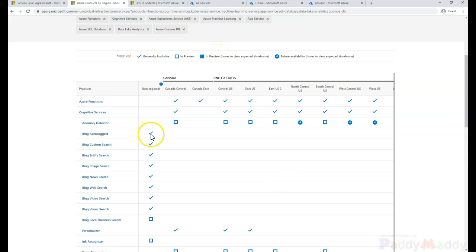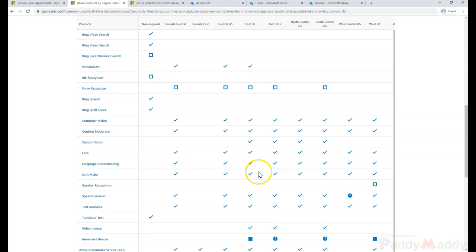Generally available in all the locations, if you see here, the Bing specific one, but not all the products.